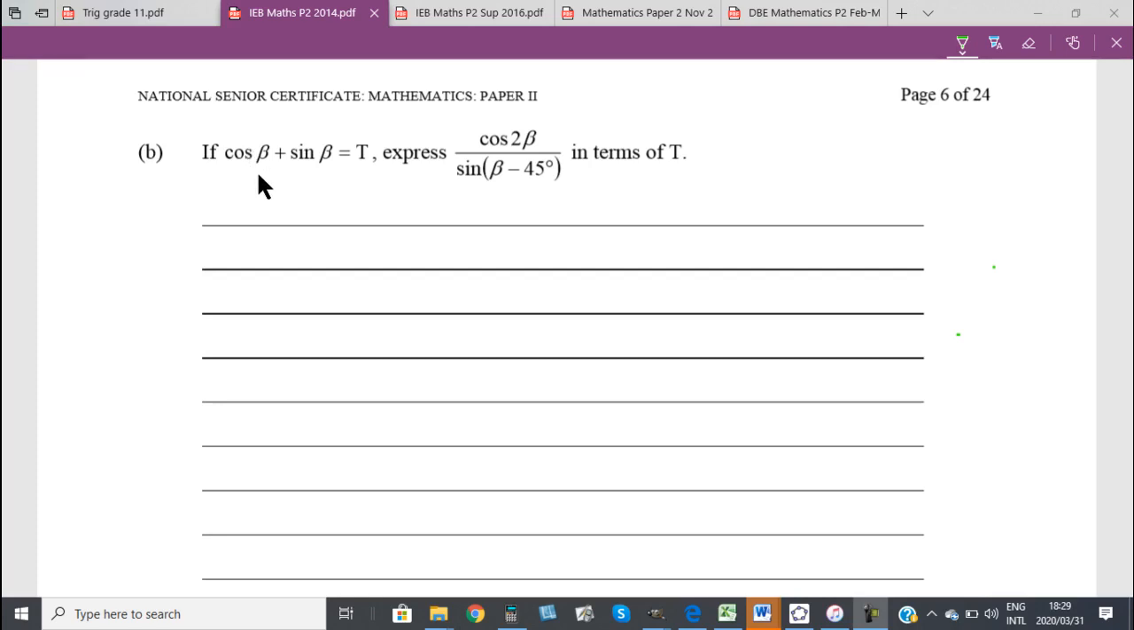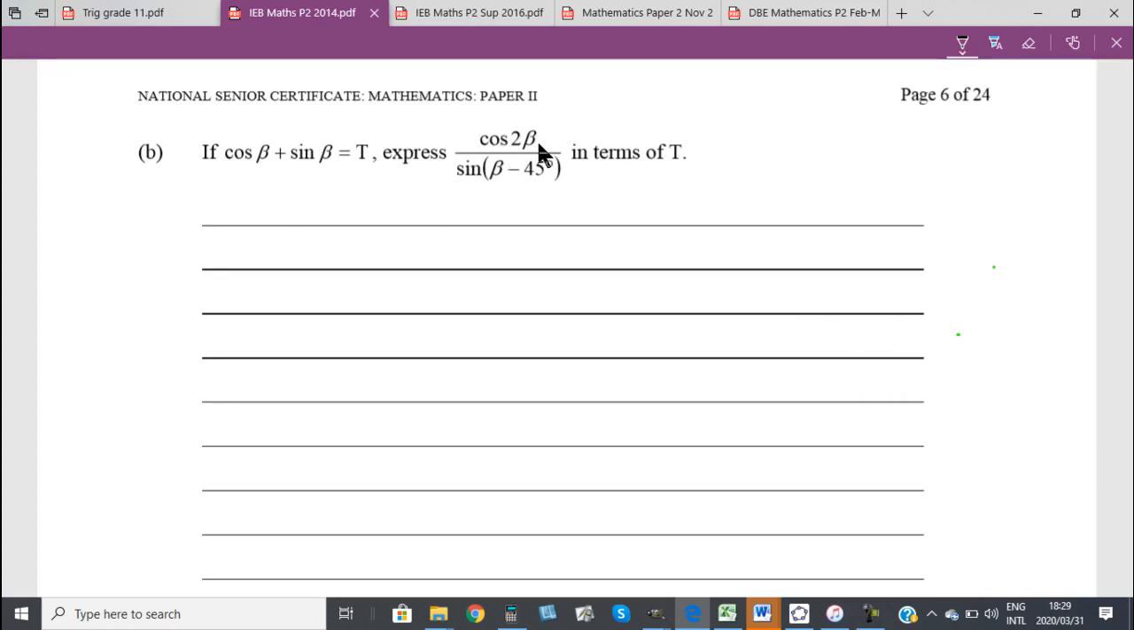We are given that cos beta plus sine beta is t. So we have to express this in terms of t. Okay, so this means we have to simplify this, and then after I simplify, where we see cos beta plus sine beta, we'll replace that by t. That's basically what it means.